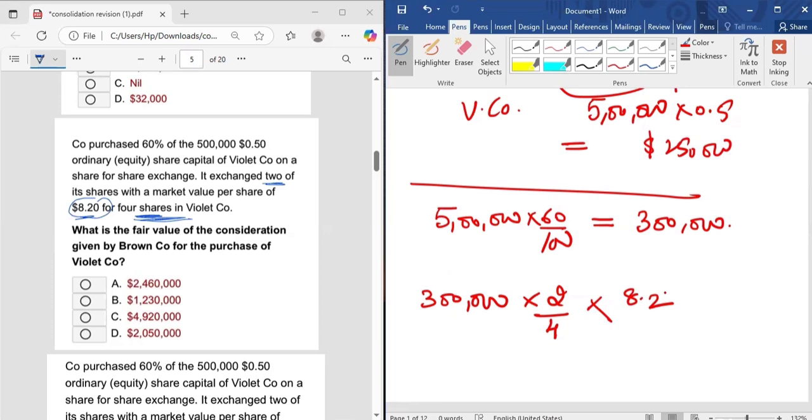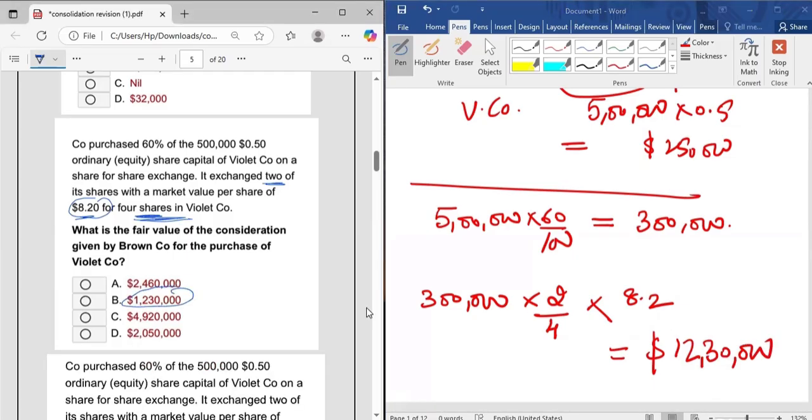Three lakhs multiplied by 2 divided by 4 and we'll take 8.2. So it will come out to be 12,30,000, which is our option number B, this.